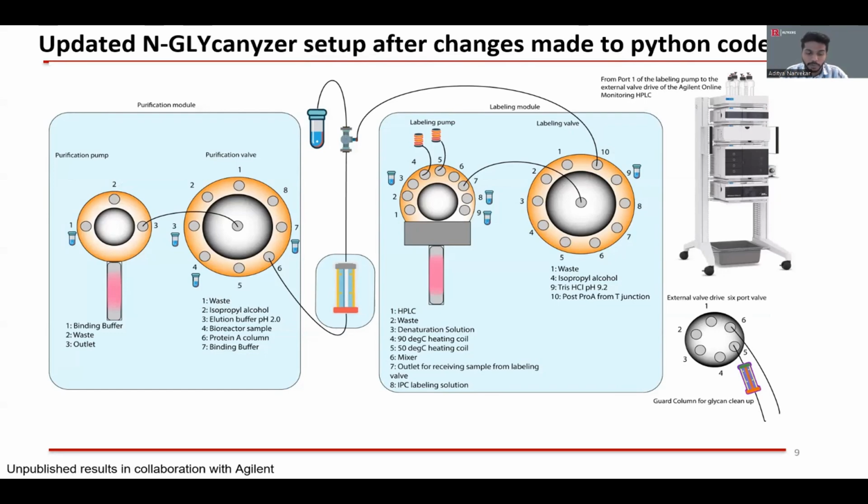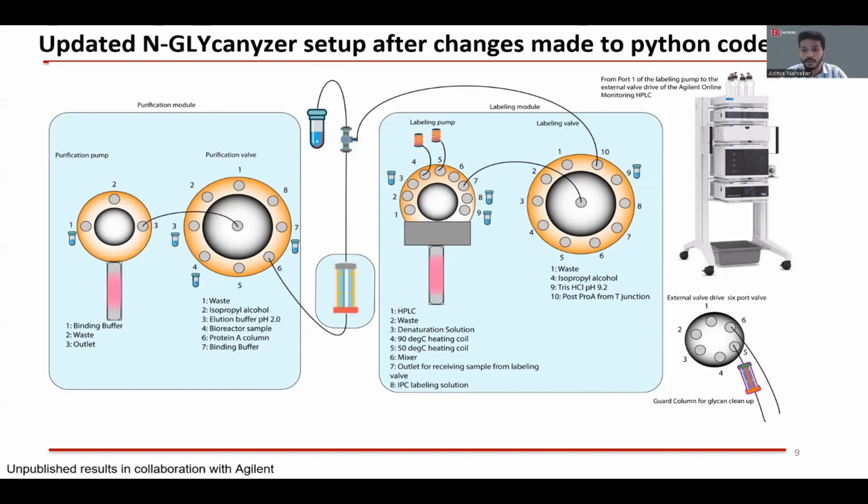We may have changed the position of the reagents on the valves. The major change that has been made is that we take into account the length of the tubings that connect two different positions of the workflow. So if I'm connecting this central port of the valve to one of the ports on this pump, I take the length of this tubing into account in the Python code so that there is no issue in the whole labeling chemistry when the process is going on.